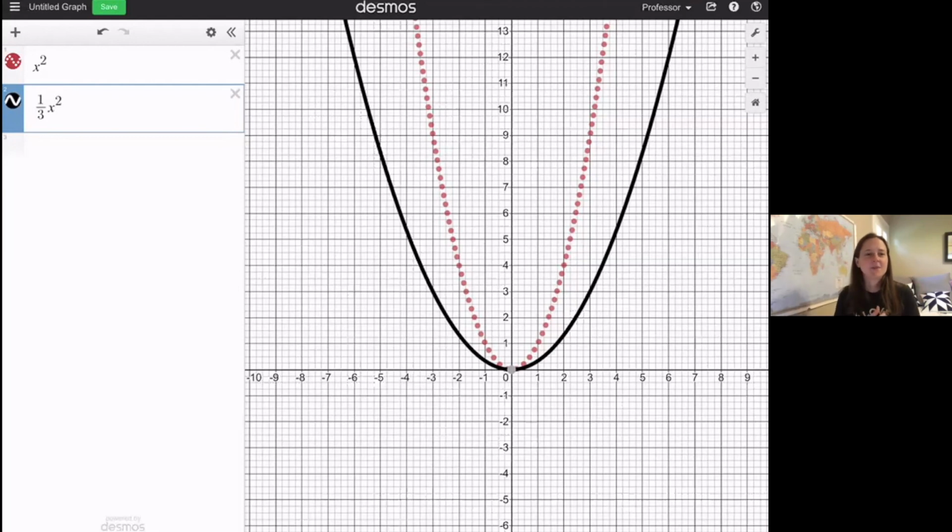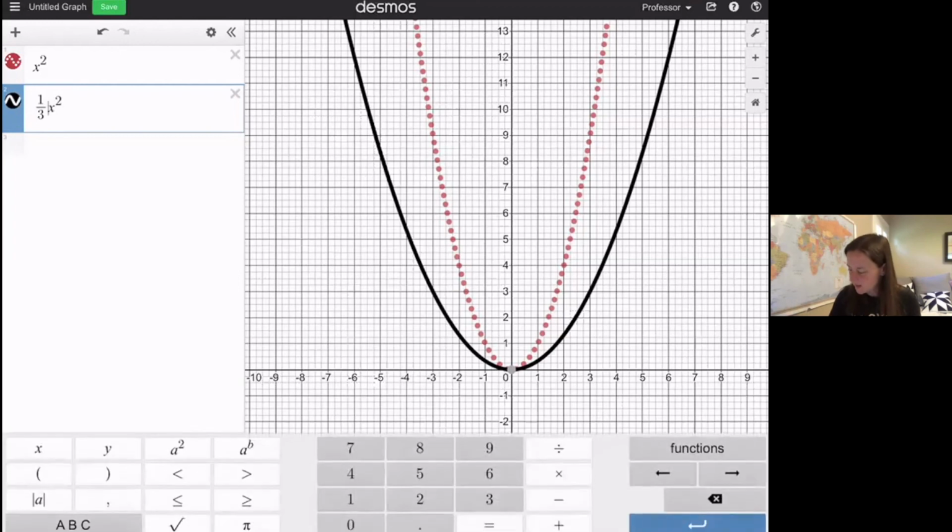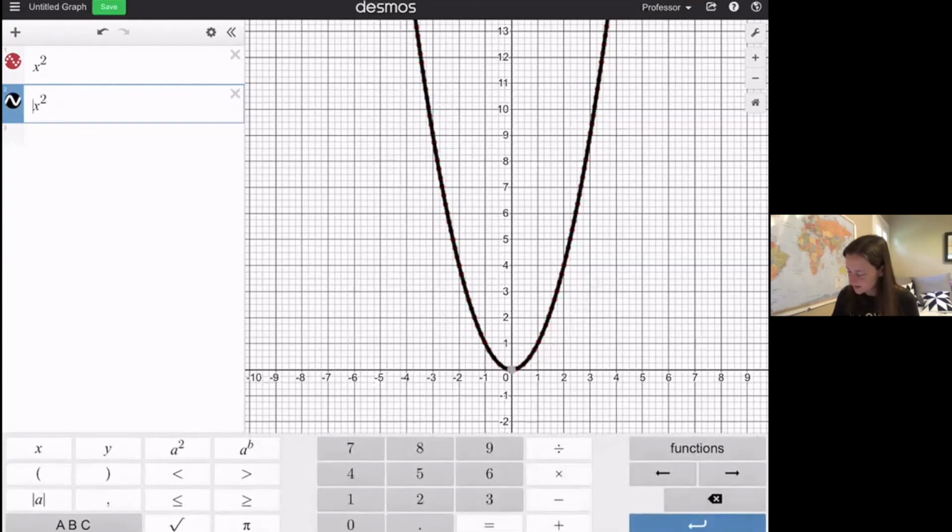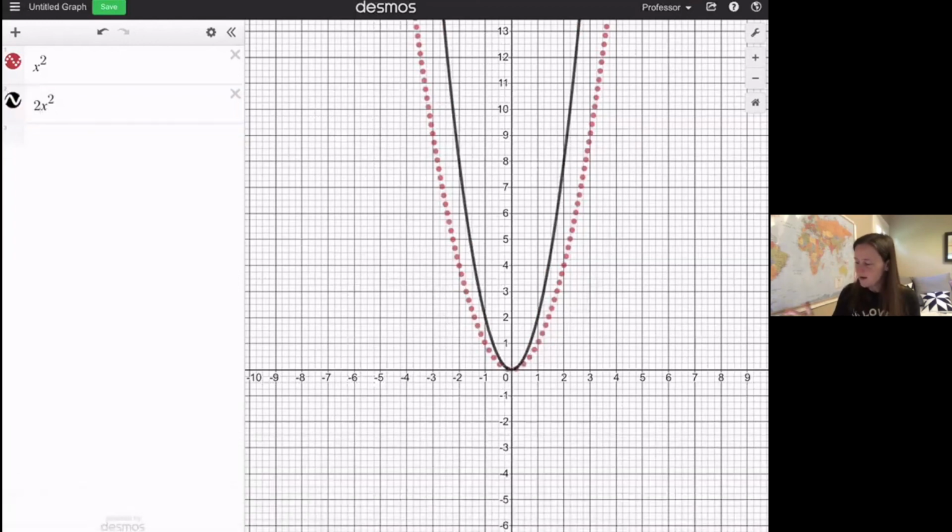And then the same sort of thing happens if I make this a big number. So if I multiply by, let's say, 2, again, it has the visual effect of looking like it got skinnier, but really what's happened is we've doubled all the y coordinates. We've taken the ends of those red dotted graphs and stretched them up by a factor of 2. So visually it looks like they got skinnier, but really they got vertically stretched.